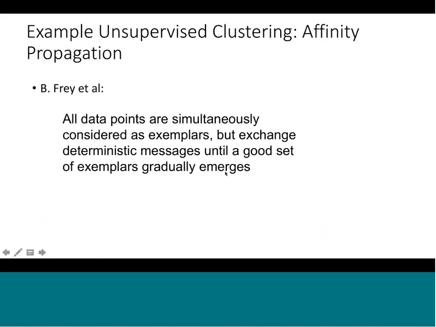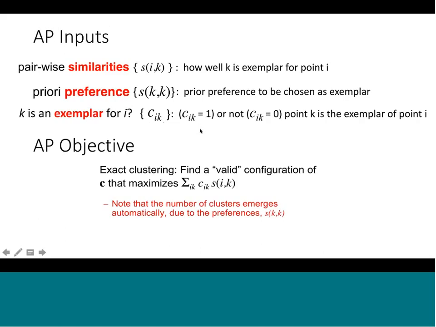And you'll see they exchange messages about what are called responsibilities and availabilities, meaning if one's a better exemplar for another point, and if another point clusters with another point better. So it actually does this more in a matrix form rather than doing it one by one, which is what k-means does. But it's also a little bit more complicated of an algorithm than k-means.